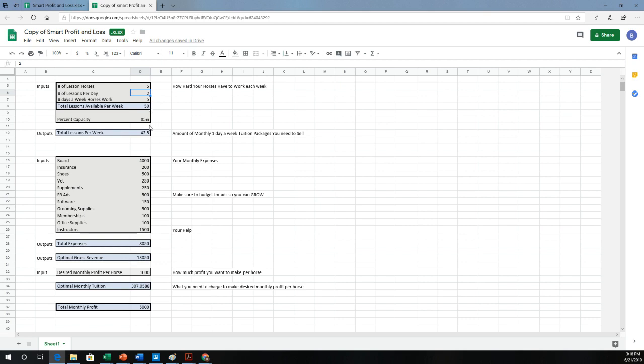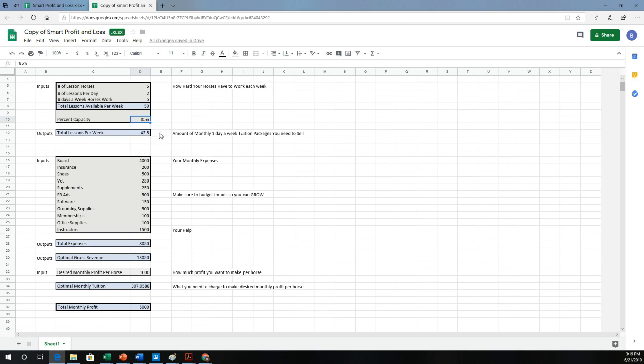But let's say you want to keep the capacity low because that will give you a chance to not feel too bad if you teach a private lesson on them or something. So let's say you keep the capacity at 85%. So I don't think that's working horses too hard. That means that 5 horses are going to be teaching 42 and a half lessons per week.